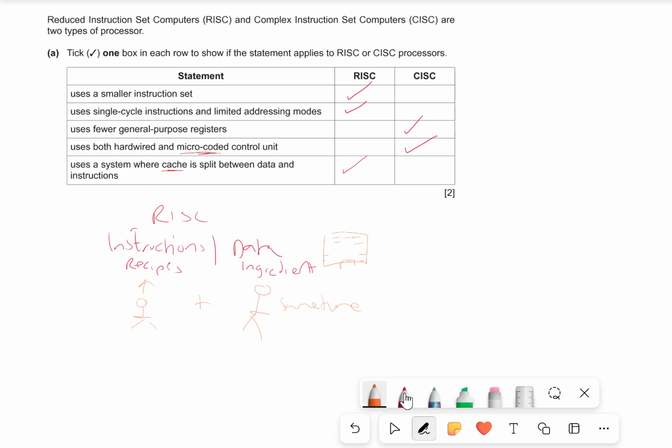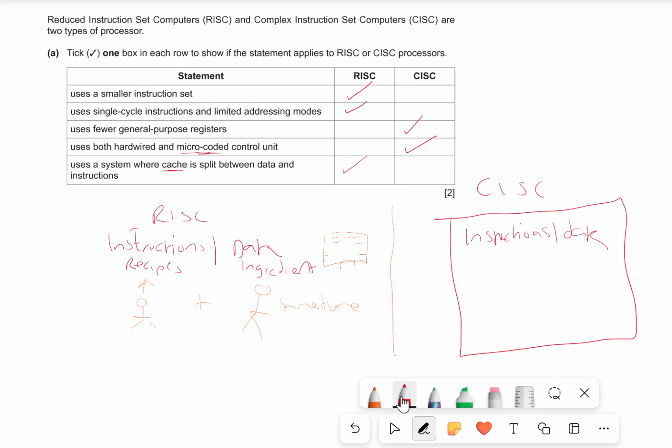CISC, on the other hand, works slightly differently. So with CISC, we have one room only. In that room, we've got the instructions and the data together in CISC, or recipes and the ingredients. This will mean that we've got one chef. The chef may need to search for all the different recipes, or they may need to search through the different ingredients. This could slow down meal prep.